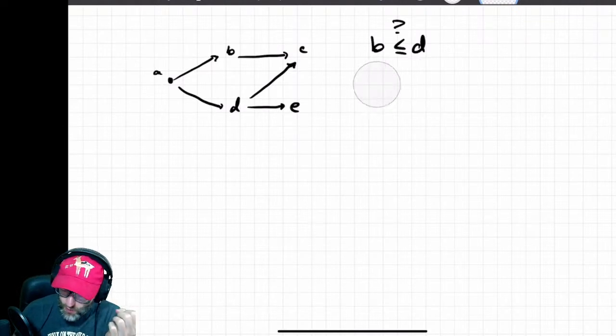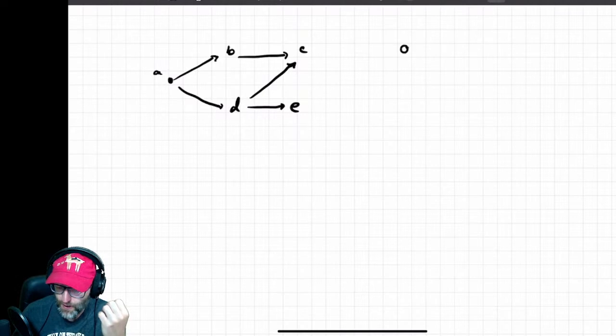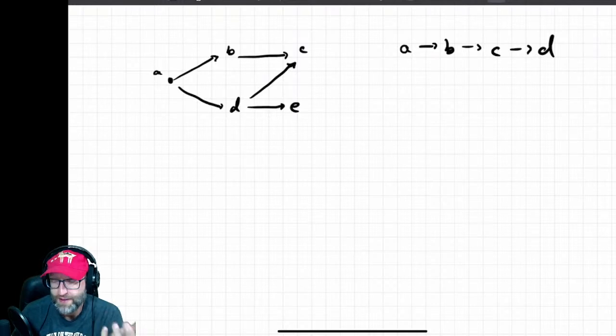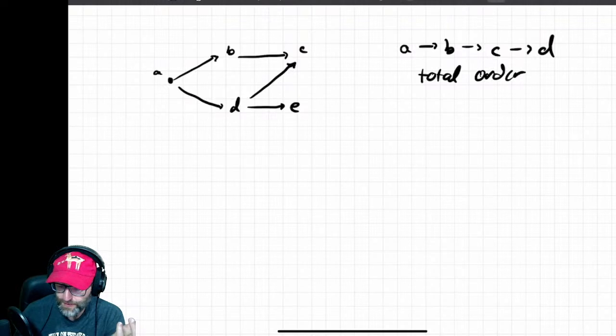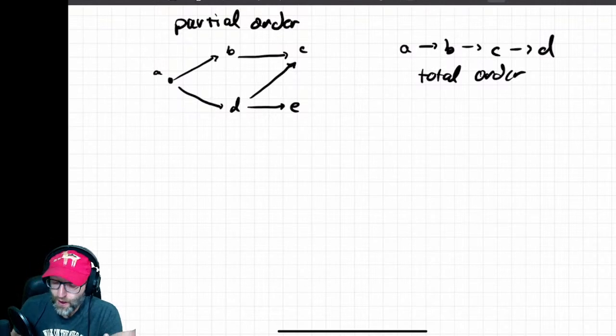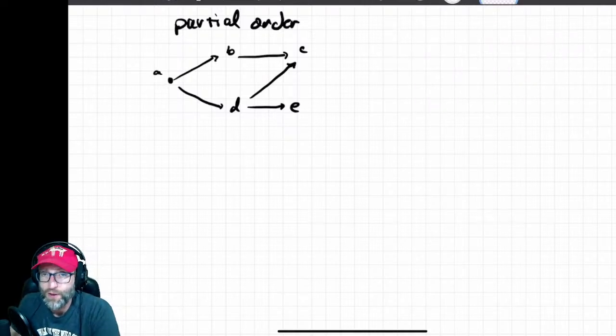A total order would mean that everything has a well-defined relationship. I can go from A to B to C to D. That's a nice total order here. This over here is a partial order because some things are not comparable to each other. In a total order, everything is comparable to everything else. And so we like total orders. Think about using total orders all the time.